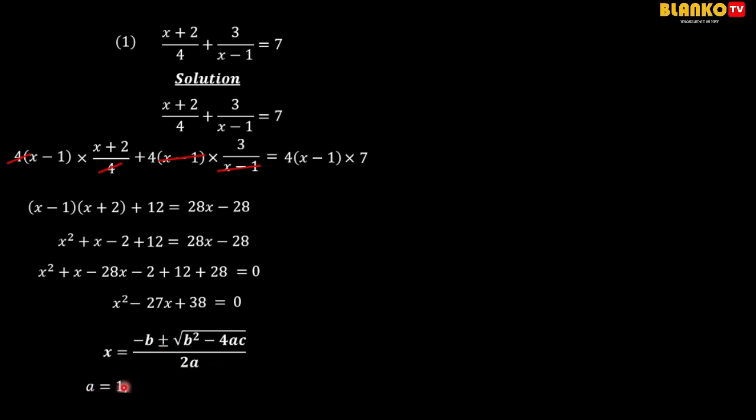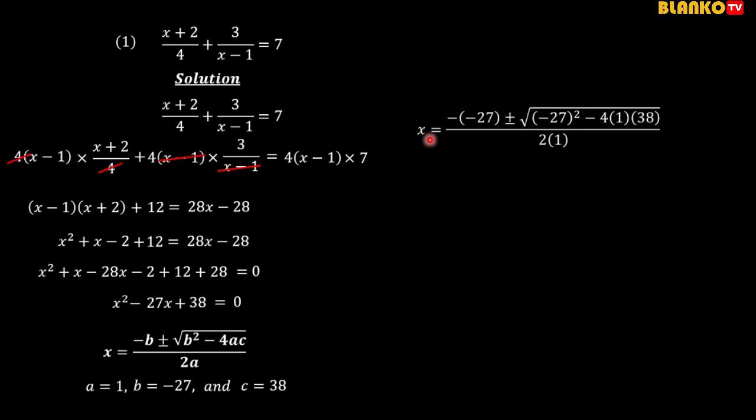So a is equal to what? 1. b is equal to what? Negative 27. And then c is equal to what? 38. I hope you understand. So we substitute these values into the formula. And that is going to give us what? x is equal to what? Minus negative 27 plus or minus the square root of negative 27 squared minus 4 multiplying 1 multiplying 38, all over 2 multiplying 1.